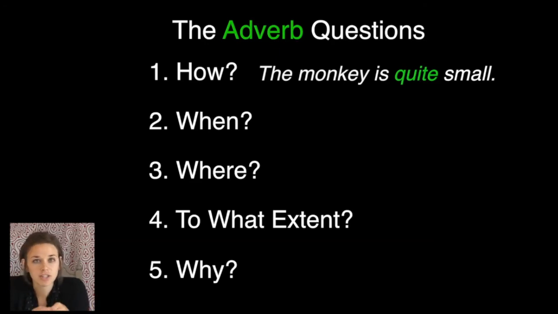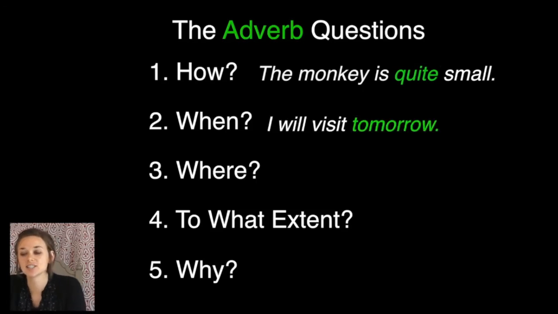The next adverb question is when. I'll put my little small monkey down here. Put him over here. The next adverb question is when. And let's look at the example, visit tomorrow. I will visit tomorrow. Tomorrow is an adverb, and it's telling us more about the verb visit. When will you visit? I will visit tomorrow.